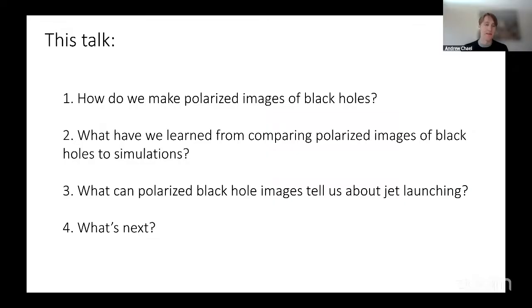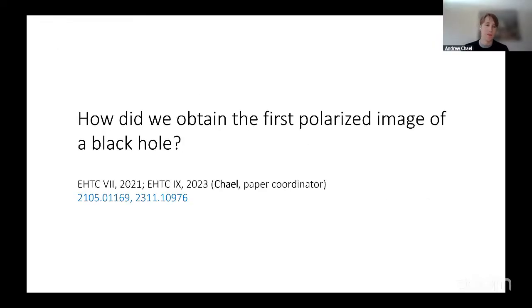Okay, so in the rest of the talk, I'm going to zoom through a lot of topics related to black hole polarization. I'm going to spend a little bit of time at the beginning talking about how we make these polarized images in the first place from EHT data. Then I'm going to talk about what we've learned from comparing the polarized images of black holes we observed to simulations. I'll talk a little bit more about physically how we can extract some information about how energy flows around black holes from polarized images and how that might have implications for jet launching. And then hopefully at the end, we'll have some time to talk a little bit about what we might do next with future observations. So first, jumping into how we obtain these polarized images of black holes.